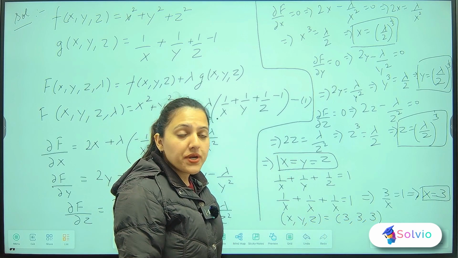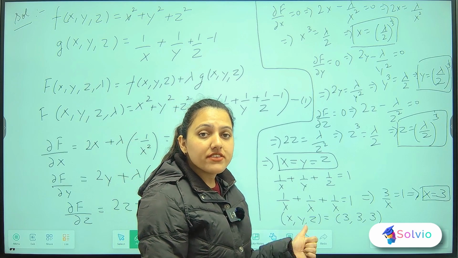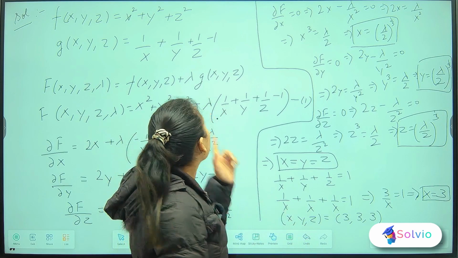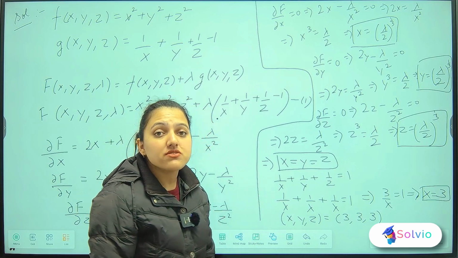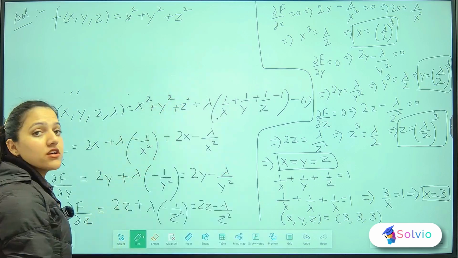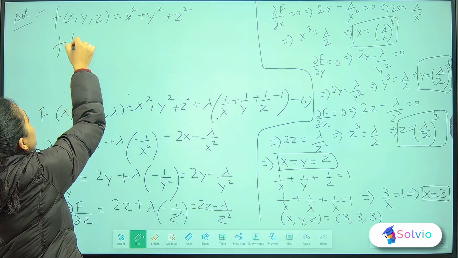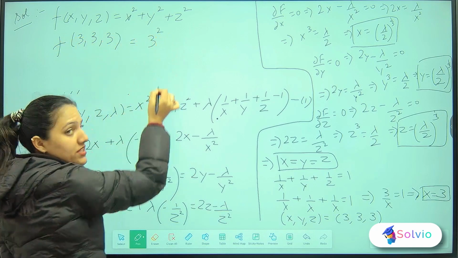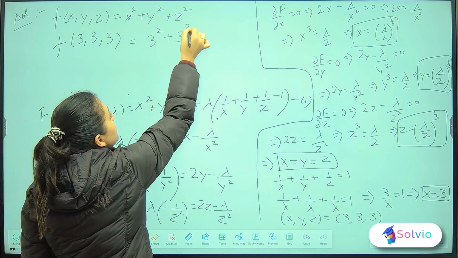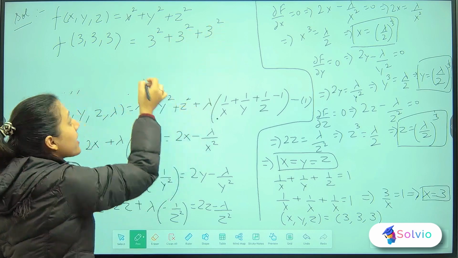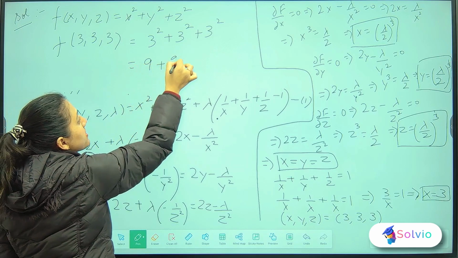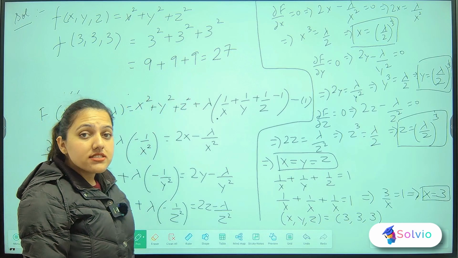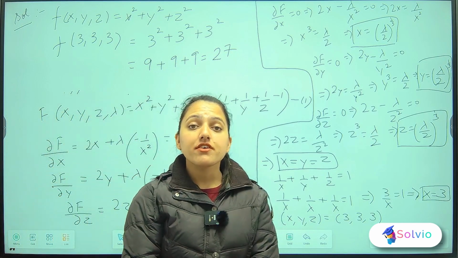Now we will evaluate the value of the function at this point after substituting the point (3, 3, 3) in our function x square plus y square plus z square. So here f of (3, 3, 3) will be equal to 3 square plus 3 square plus 3 square, and that is equal to 9 plus 9 plus 9, and that is equal to 27. So this is the minimum value of our given function.